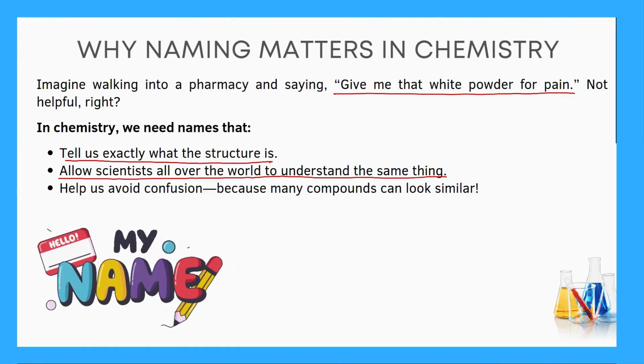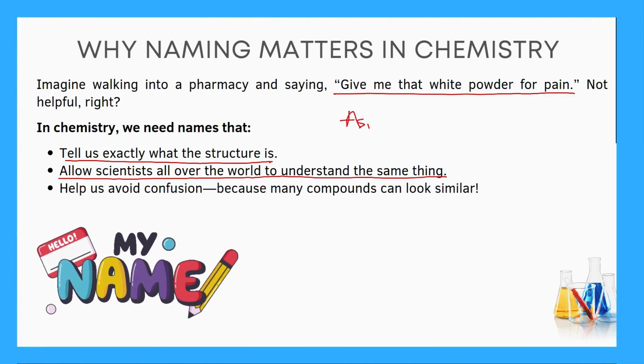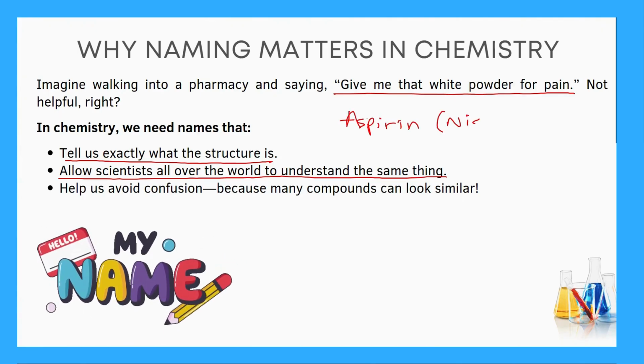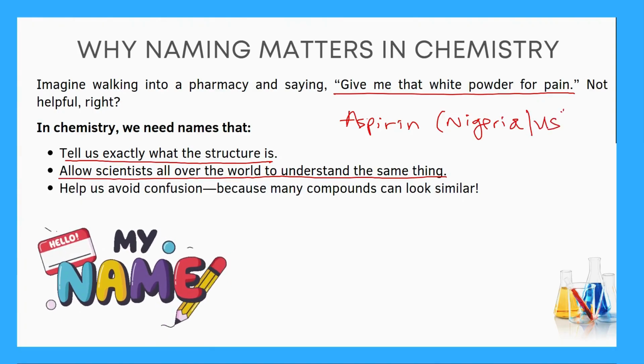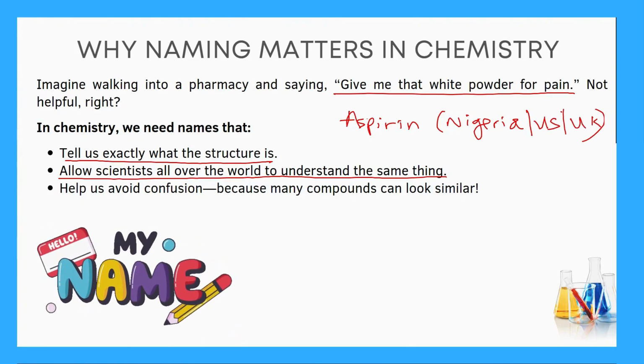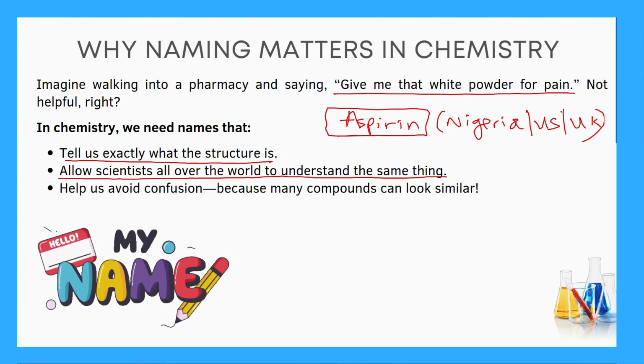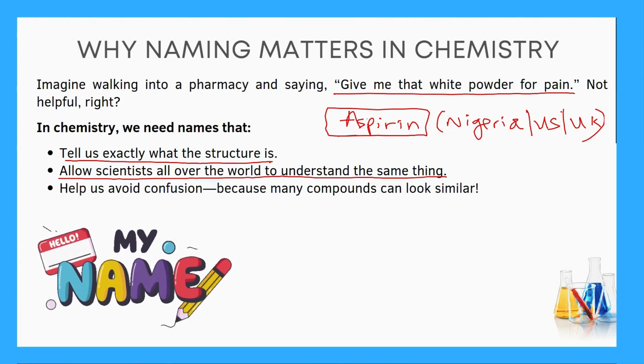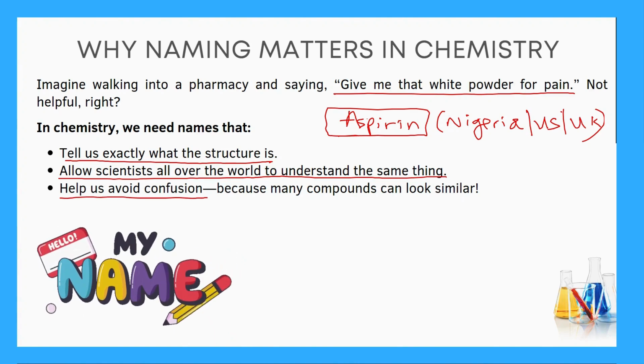So for instance, let's say you walk into a chemist and you say, give me aspirin. Now, aspirin in Nigeria is the same thing as aspirin in the US. It's the same thing as aspirin in the UK. Why? Because the name has been identified globally. Now, it works the same way in organic chemistry and in other facets of life. Having names helps us to avoid confusion because many compounds can look similar.